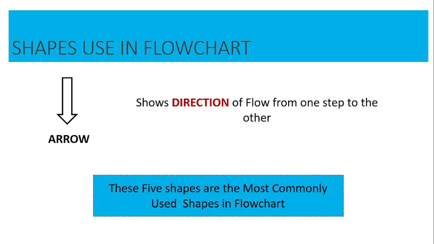These 5 shapes are the most commonly used shapes in a flowchart. There are other shapes also, but these 5 are the most commonly used flowchart shapes: the oval, the parallelogram, the rectangle, the diamond, and the arrow. So these 5 shapes are the most commonly used shapes in flowcharts.